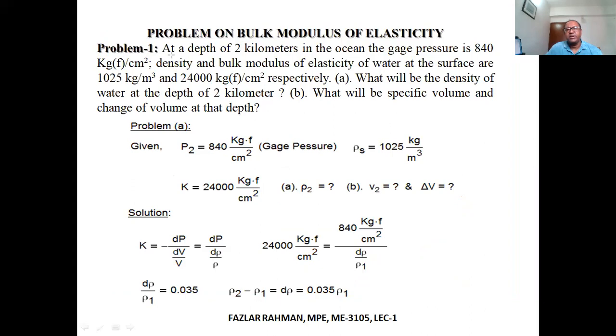At a depth of 2 kilometers in the ocean, gauge pressure is 840 kg force per centimeter square. That means at the 2 kilometer depth of the ocean, this much is the pressure. So if I make a straight line, this is the top surface of the ocean. Say at 2 kilometers right over here, 840 is the pressure.